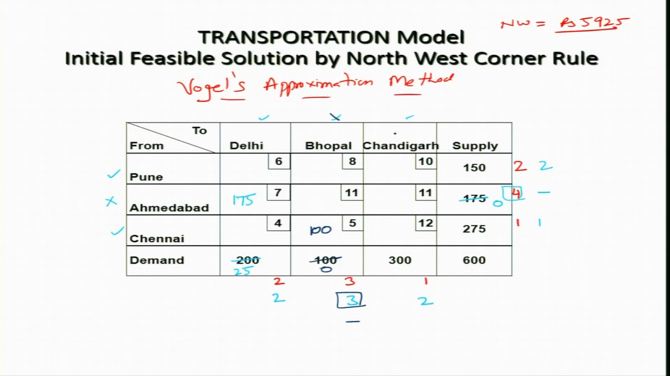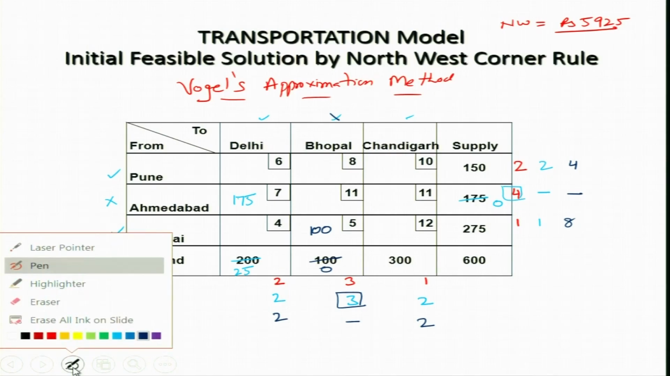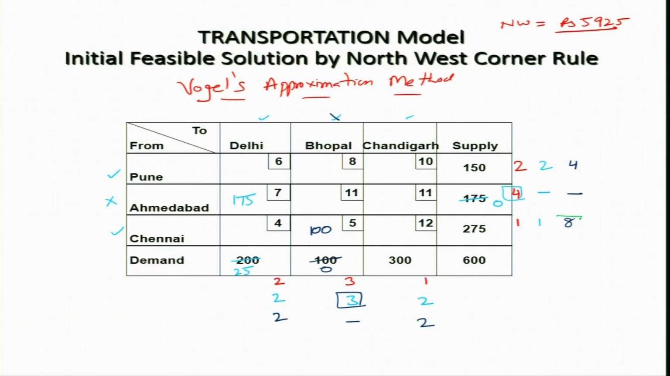Now, I am having 2 destinations and 2 sources. So, 6 and 10, the difference is 4, and this is not to be considered. 4 and 12, the difference is 8. Similarly, here 6 and 4, the difference is 2, 10 and 12, difference is 2. So, the highest number which is available with me is 8. So, I will try to transport as much quantity as possible through this node, and that possibility is 25 only.